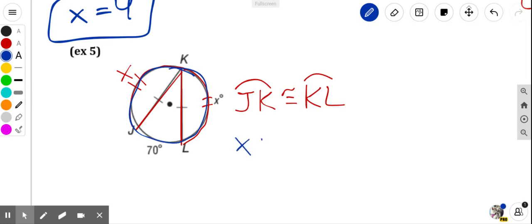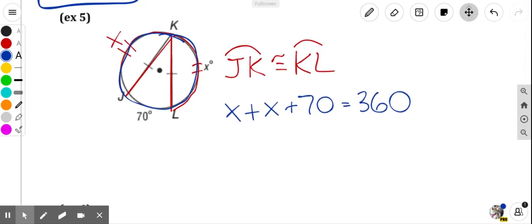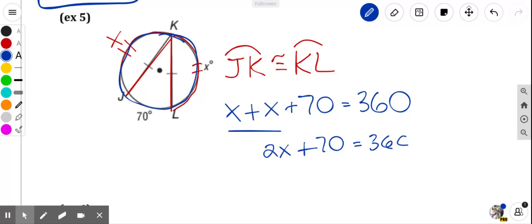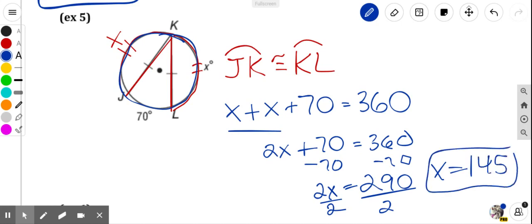So what we're going to do is add all of the arcs, x plus x plus 70, and it's equal to 360. There is a way that you can do this without writing an equation. You could just subtract 70 from 360 and then cut it in half, because that would be the 2 equal arcs. But for some of you, if you prefer to write an equation, here's the equation. So 2x plus 70 equals 360. And then just solve for x. So we're going to subtract 70. So we have 2x equals 290, and then divide by 2. So we get x equals 145. Okay, so there's that one.